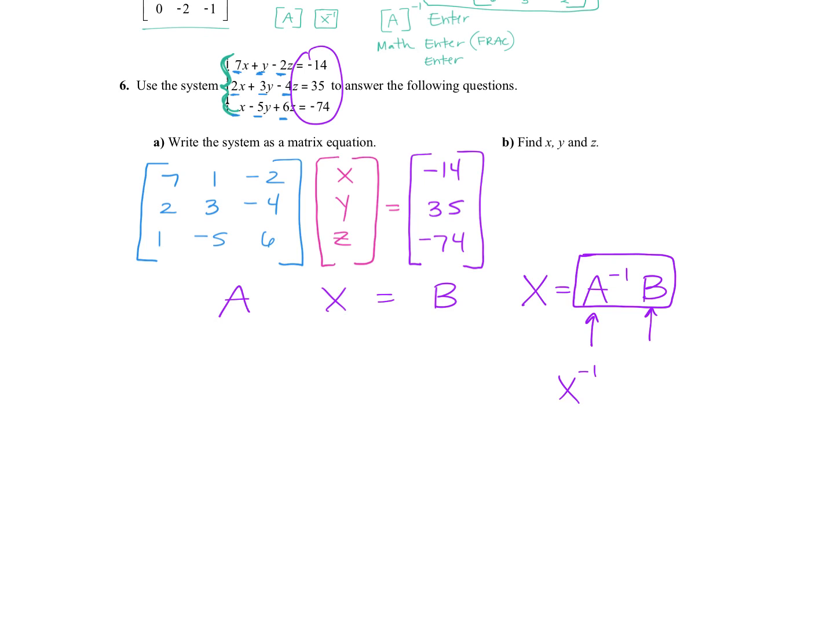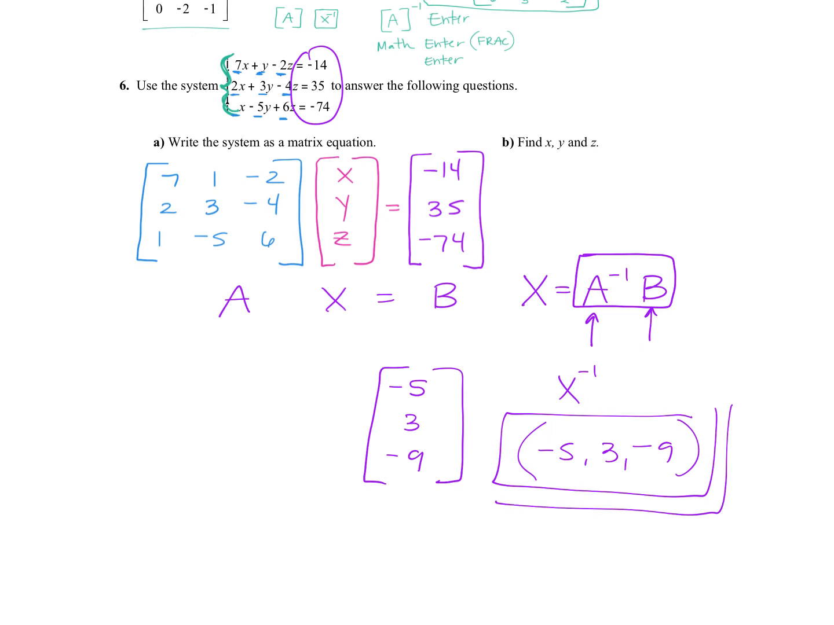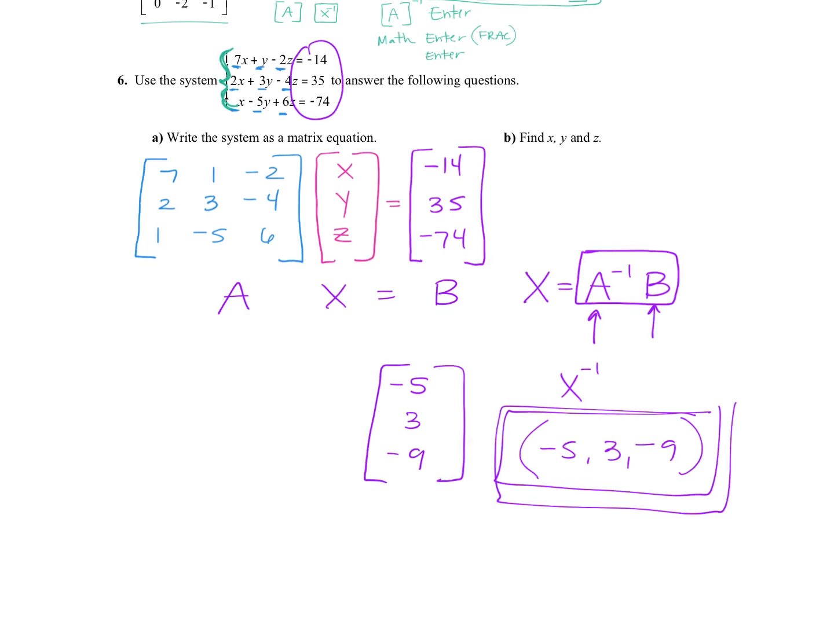And your answer should be, if you did it correctly, you should see this matrix: -5, 3, -9. Okay, if we're naming it as a point, it would be -5, 3, -9. I'm not as picky about you writing it that way, but that will be your X and your Y and your Z. Okay, so that is that worksheet.